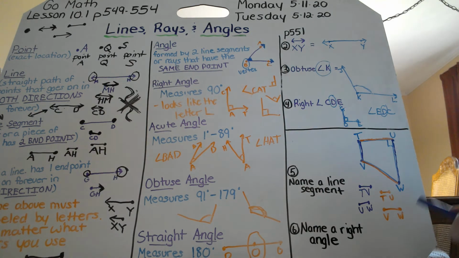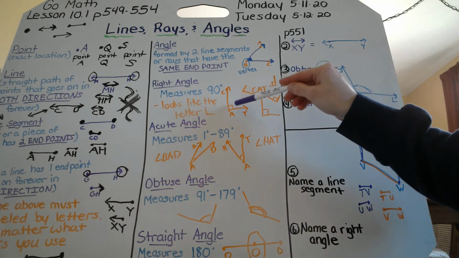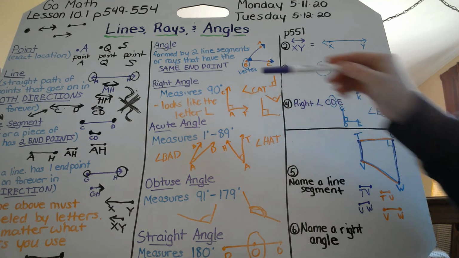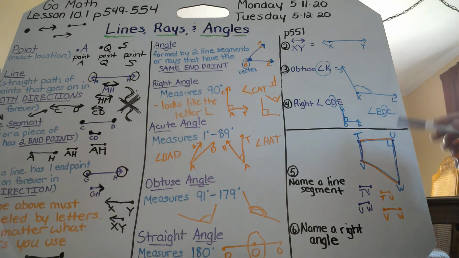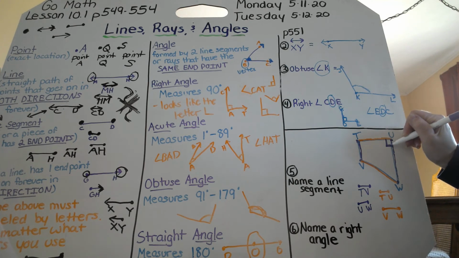All right, and number 6 says it wants us to name a right angle. What do I know about a right angle? It looks like an L, and normally it has a little box drawn in the corner of the angle, so that way I know it's a right angle. Does anybody see something that looks like a box drawn somewhere in this shape? Right here. Does everybody see this box?